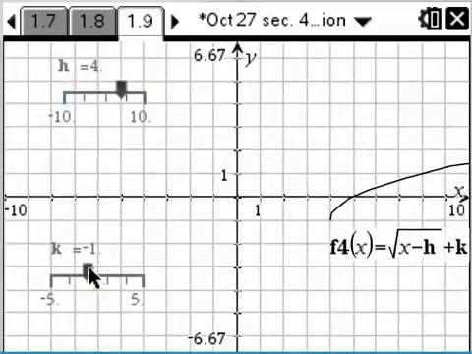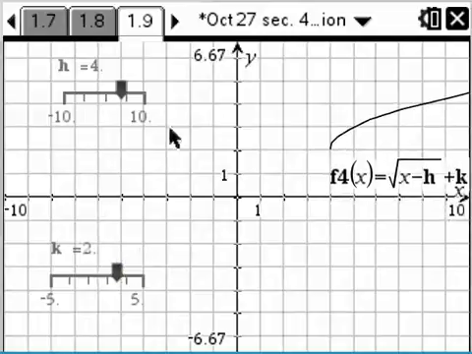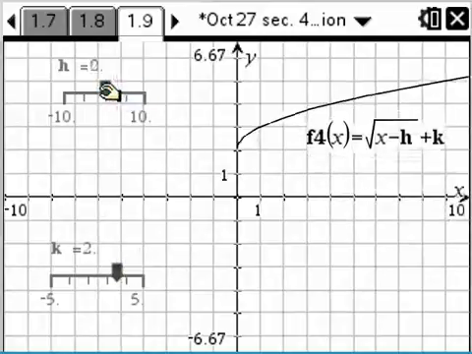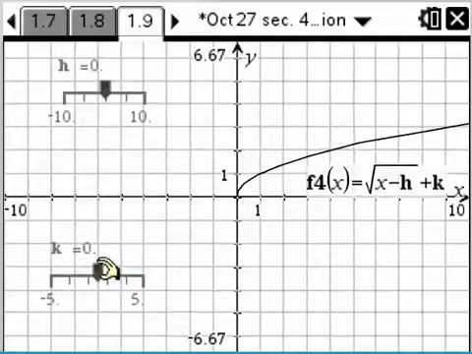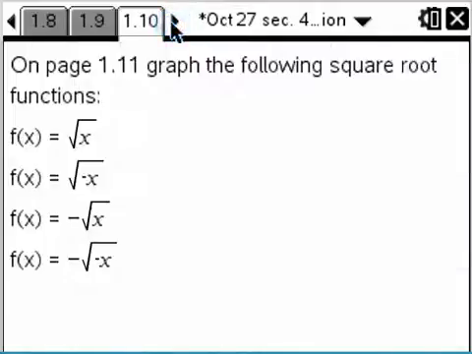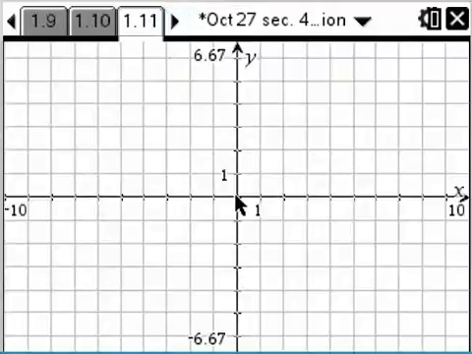So we can see our nice translation, vertical, horizontal. Let's set everything back to 0. And that is it for this. Hopefully it helps understand vertical and horizontal shifts.